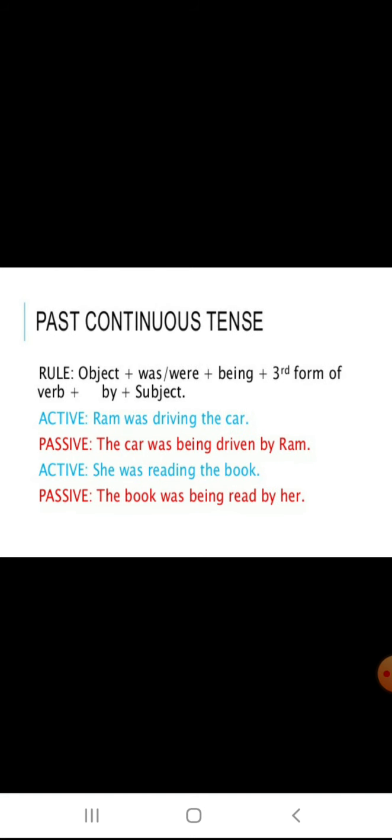Now past continuous. We have to use first object, was or were, being plus third form of a verb, by plus subject. Ram was driving the car. The car was being driven by Ram. She was reading the book. The book was being read by her. Here in past continuous we have to use being.